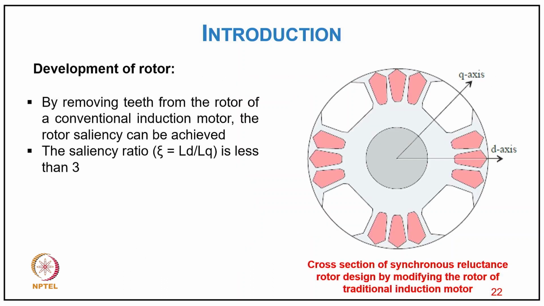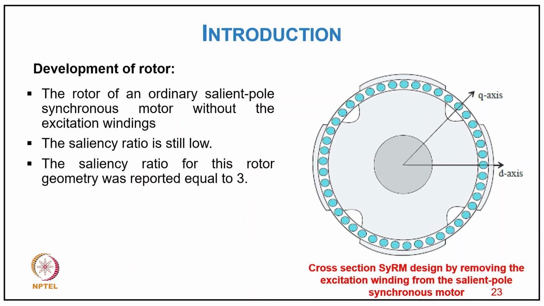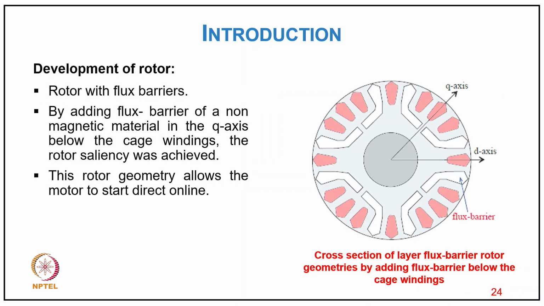So typically, in the development of the rotor, by removing the teeth from the rotor of a conventional induction motor, the rotor saliency can be achieved, and this saliency we can achieve is a maximum of three. That's the method some people have used, in cross section, in the evaluation. And then the rotor of an ordinary salient pole synchronous motor without excitation winding. So the saliency ratio is low, and the saliency ratio for this rotor was reported as equivalent to 3.